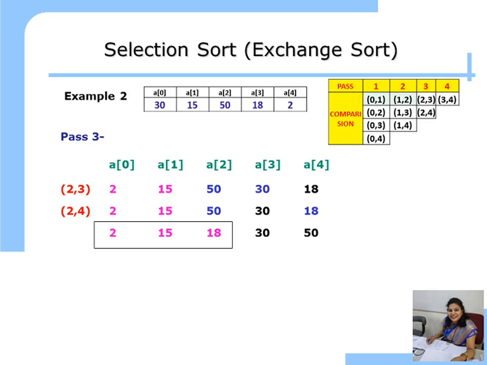So now we have the sorted list 2, 15, 18 and the unsorted list 30, 50. But if you see, 30, 50 is already sorted. So we can stop here. So we will print the output. Hence the sorted list is 2, 15, 18, 30 and 50. So for this example we require only 3 passes out of 4 passes.